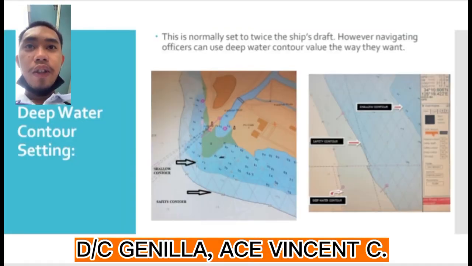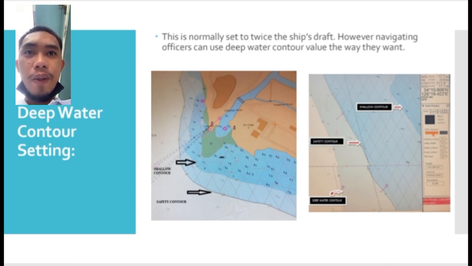Deep water contour setting. This is normally set to twice the ship's draft. However, the navigating officer can use the deep water contour value the way they want.